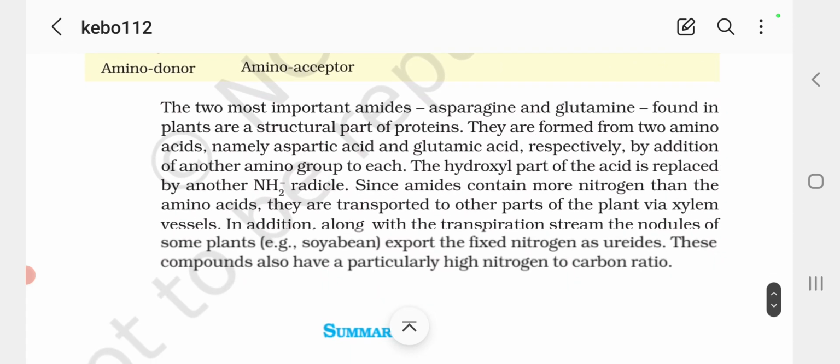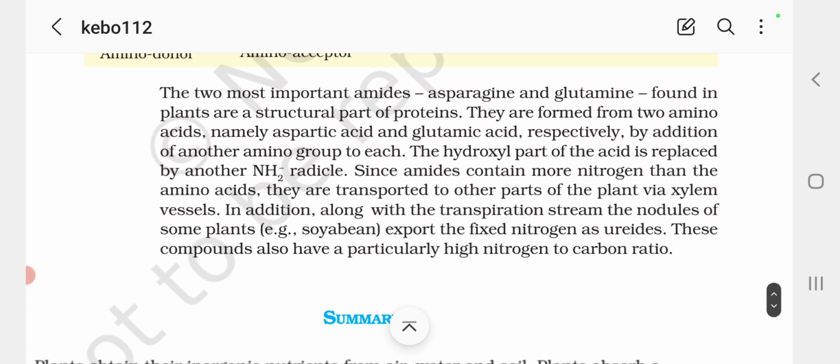For example, the two most important amides, asparagine and glutamine, are found in plants as structural parts of proteins. These are formed from two amino acids, namely aspartic acid and glutamic acid, respectively, by addition of another amino group to each. The hydroxyl part of the acid is replaced by another NH2 radical.